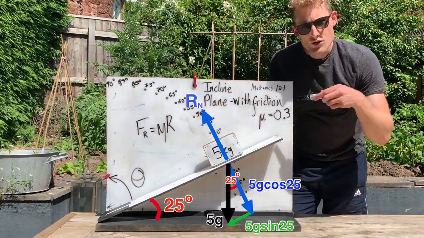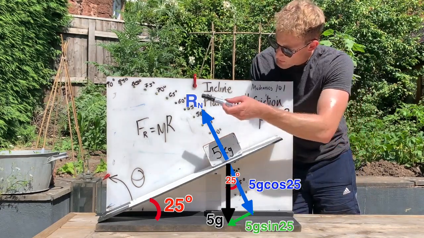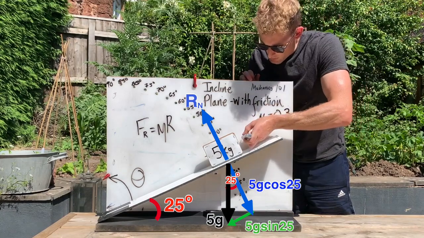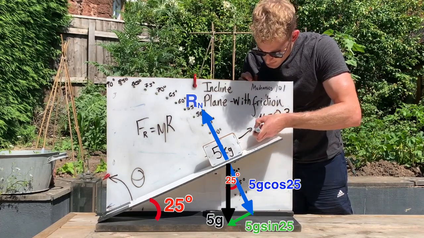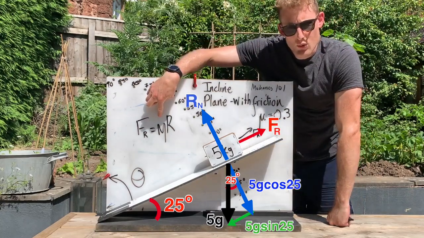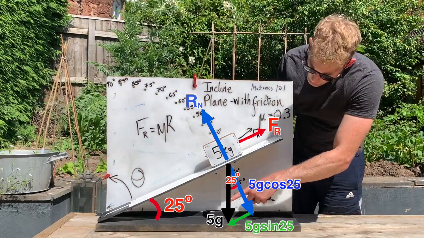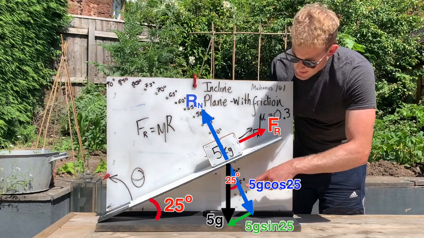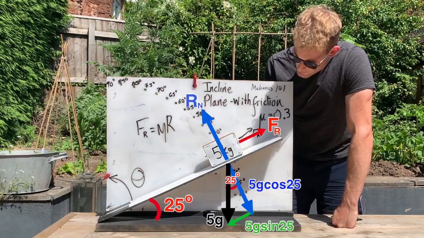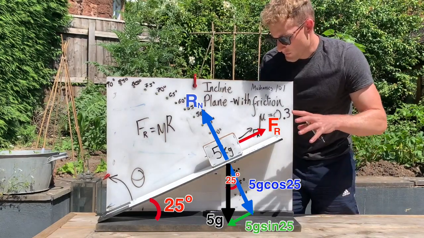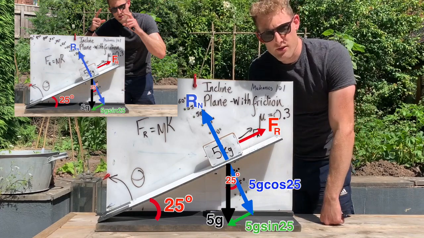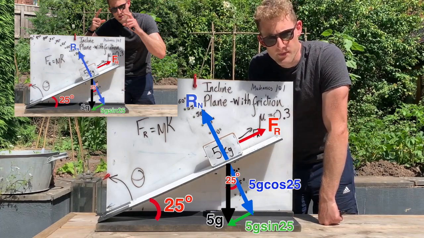So, to work out the acceleration of this particle, I'm going to have to factor in this frictional force acting this way. So, I have a frictional force acting this way, which I can work out using mu r. I have a force acting in the other direction, down the slope, which is 5g sine 25. So, I'm going to freeze frame this, and we're going to work through the solution.